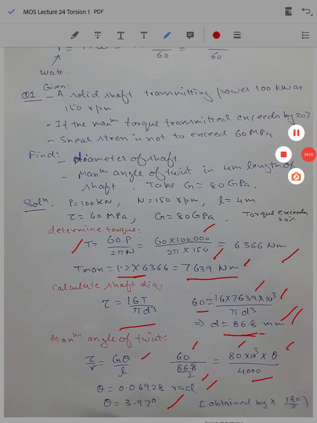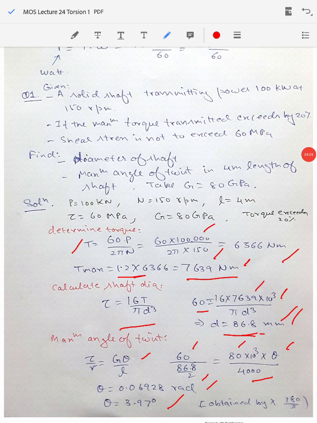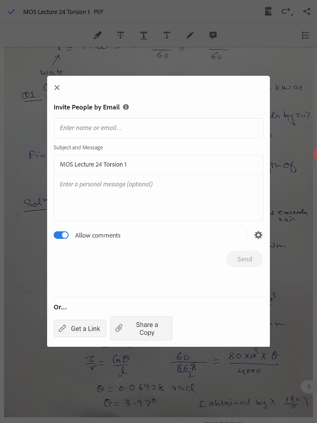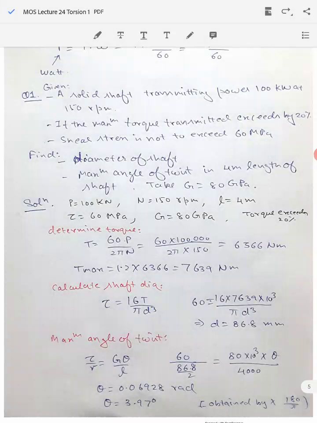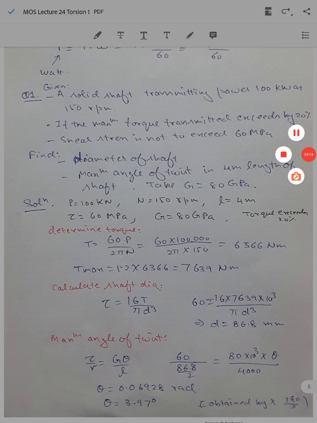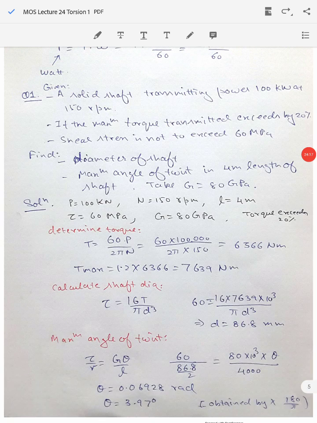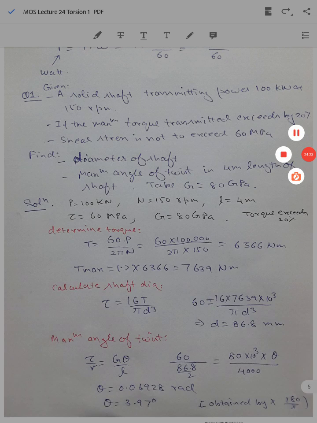So that's it for today's lecture, and in the next lecture we will do some more numericals and calculate the value of stresses, or maybe the dimensions of the shaft or the angular deformation, by using the various details which are given in the numerical.